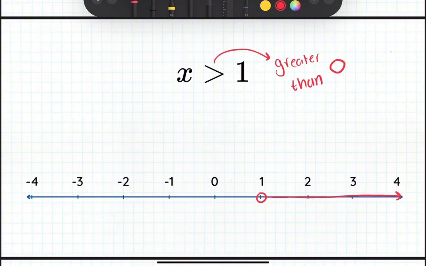Because here we could see the numbers are increasing. 1, 2, 3, 4. The numbers are getting bigger. Those are all greater than 1.